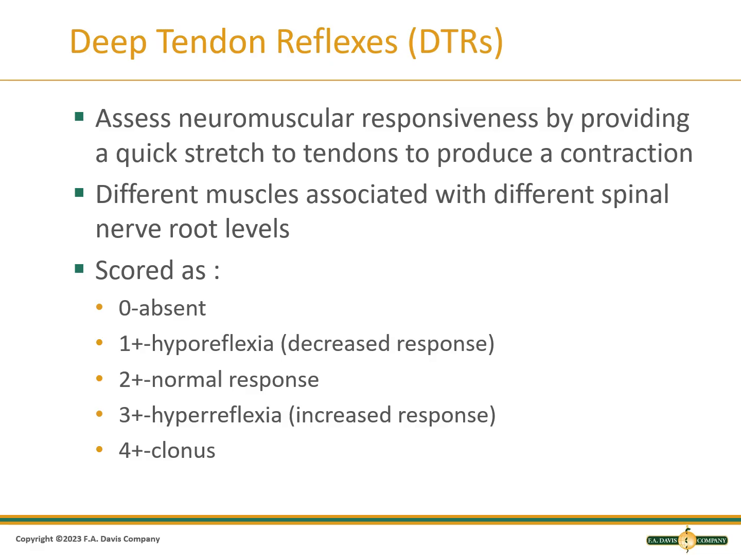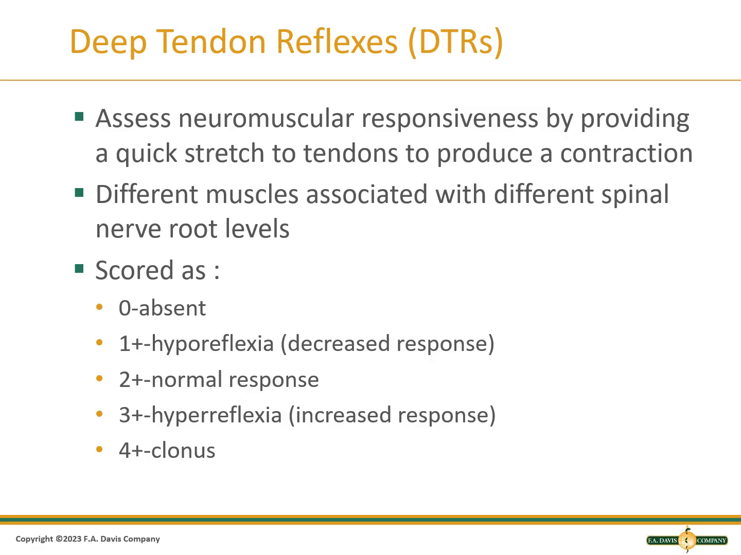And so we use a scale that goes from 0 to 4+, starting in the middle because I think that makes the most sense. A normal reflex response is a 2+. So most people are going to be a 2+ on their reflexes. If there's an increased response, you would score the patient a 3+. And if there is repetitive contracting, we call that clonus and score it a 4+.